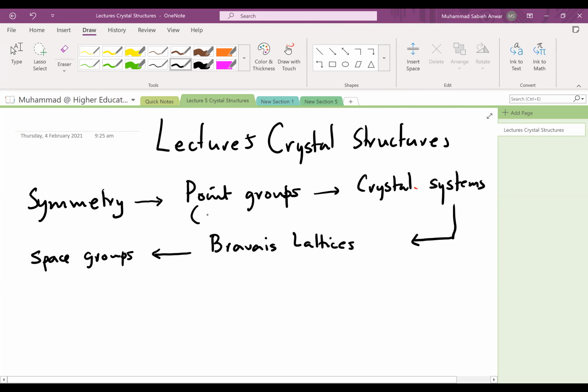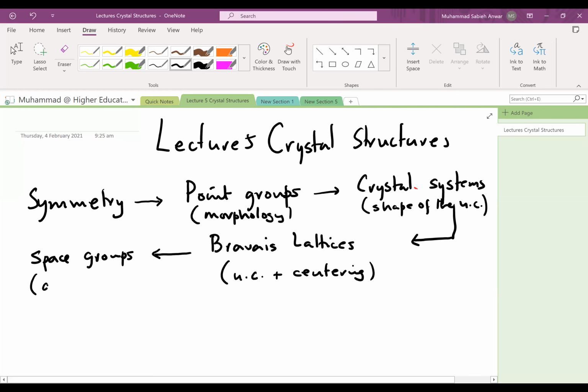So, point groups deal with the external morphology of crystals. Crystal systems are about the shape of the unit cell. Bravais lattices are the unit cell plus the various kinds of centering. And space group deals with the arrangement of atoms inside a crystal, which conforms to the various symmetry operations. So this is all that we've discussed so far.